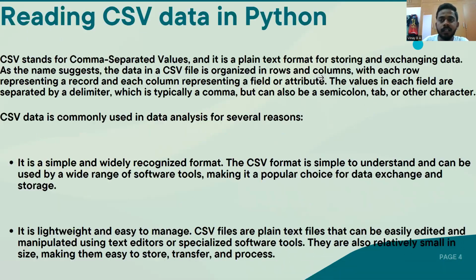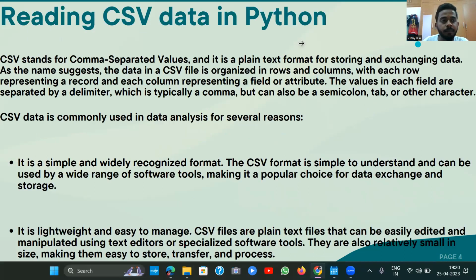Reading CSV data in Python. CSV means comma separated values, and it is a plain text format for storing and exchanging data. As the name suggests, the data in a CSV file is organized in rows and columns, with each row representing a record and each column representing a field or attribute.